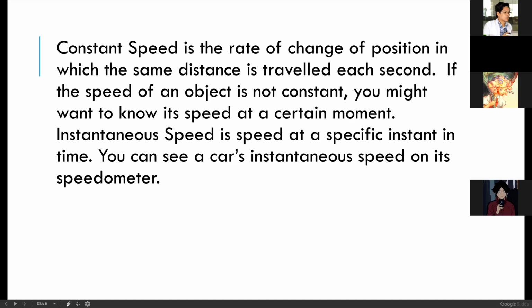For example, you're traveling and you want to check your speed at that certain time. So you need to check the instantaneous speed. Where can you find your instantaneous speed? You can check it in the speedometer of a car, or if you're traveling using a bike.